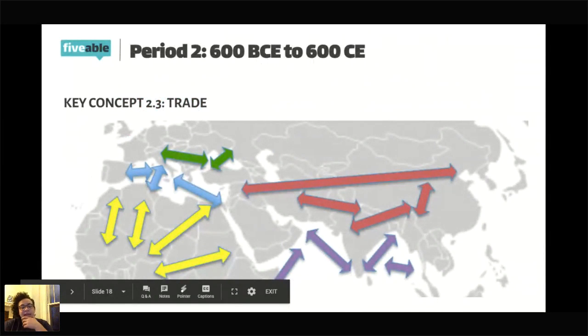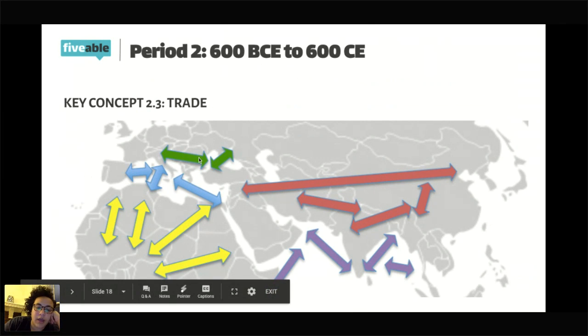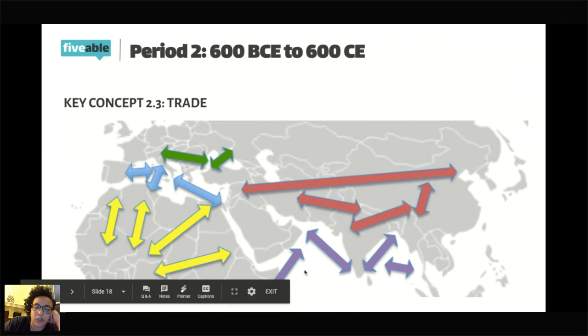All right, so the last key concept in this time period is trade. This map is from Freemanpedia. This is a really good map to just show you really briefly what the trade looks like. You've got in the yellow, the trans-Saharan trade routes. In the blue, this would be the Silk Roads. This would be the Mediterranean routes. The green would be the Silk Roads, as well as the red. Right, so both of these would be part of the Silk Roads. And then the purple would be the Indian Ocean Trade Network.